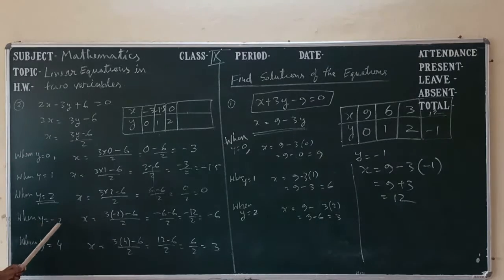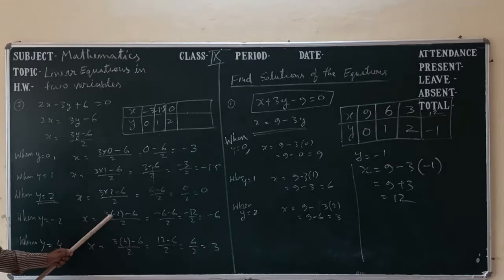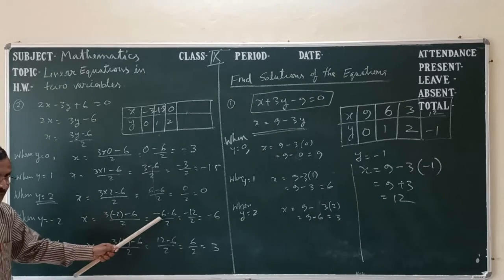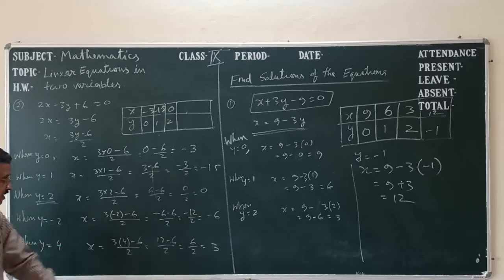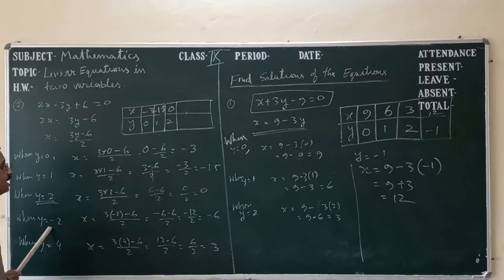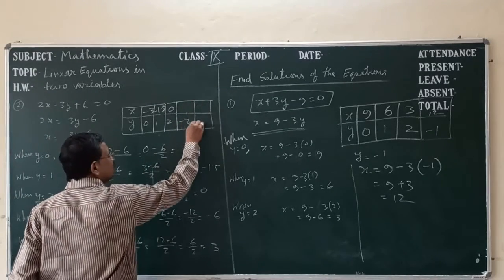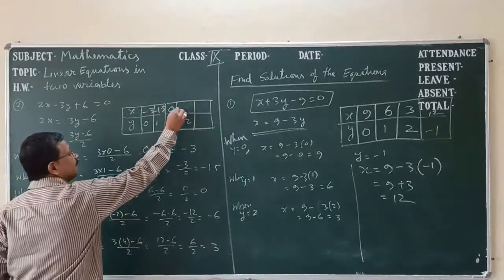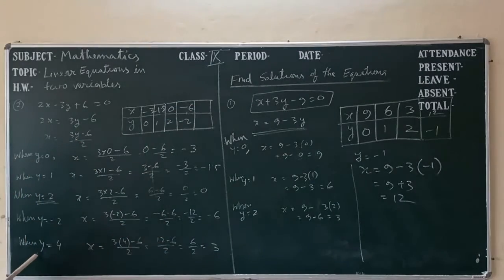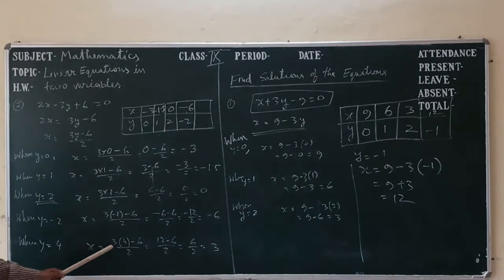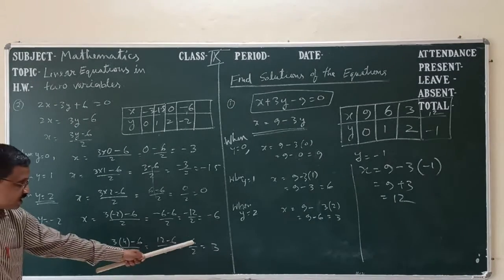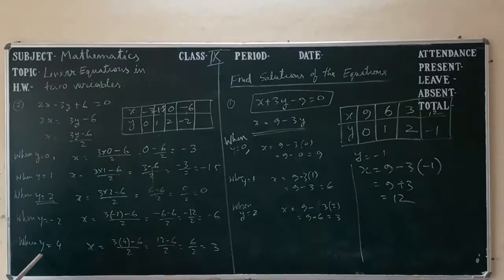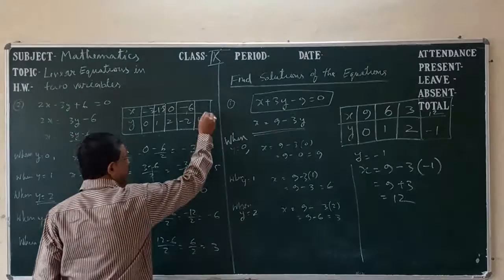Y is equal to minus 2. If we put y is equal to minus 2, then this will be 3 into minus 2, which is minus 6. Minus 6 minus 6 is minus 12. Minus 12 upon 2 is minus 6. So if y is equal to minus 2, then x is equal to minus 6. If we put y is equal to 4, then 12 minus 6 means 6, 6 upon 2 is 3. So y is equal to 4, then x becomes 3.